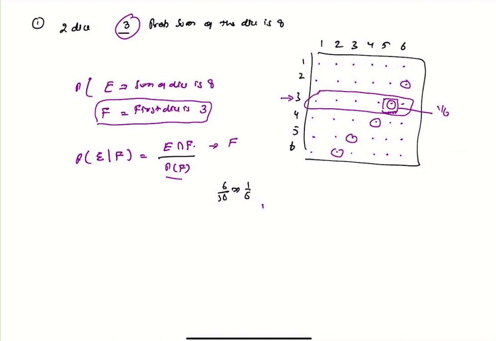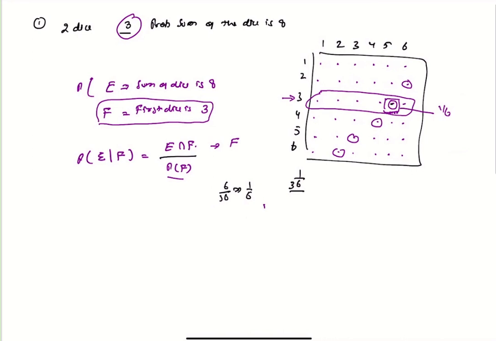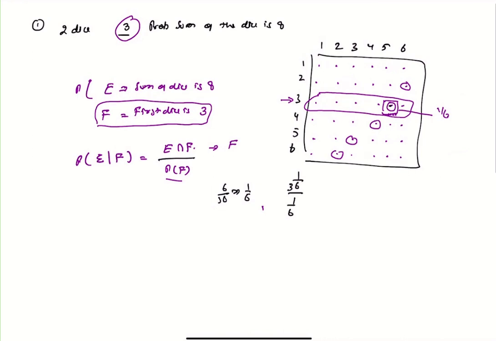Now, what is the probability of E and F both occurring? So E and F happening is just this. So this becomes 1 over 36, because this is just one event out of this whole space. E and F occurring is 1 over 36 divided by 1 over 6. That is 1 over 36 times 6 over 1, or 1 over 6.